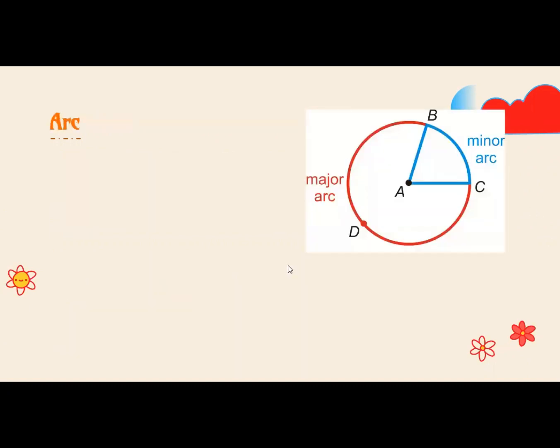Okay, let's talk about arcs. This is going to be, I think, the last thing we're going to talk about today. And it's just a portion of the circle. So we have an arc right here, this blue line, and this red line. So we have 2 arcs whenever we have an arc form.